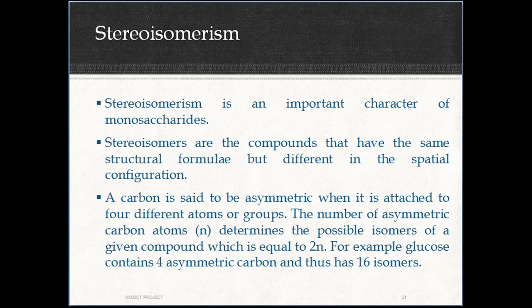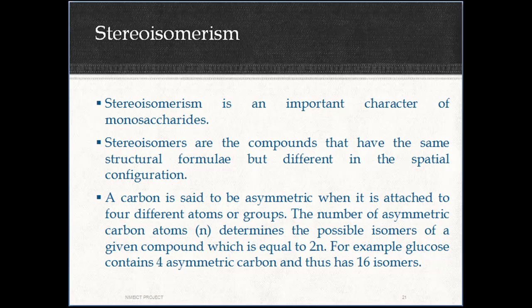A carbon is said to be asymmetric when it is attached to 4 different atoms or groups. The number of asymmetric carbon atoms determines the possible isomers of a given compound, which is equal to 2 to the power n. For example, glucose contains 4 asymmetric carbons and thus it has 16 isomers.